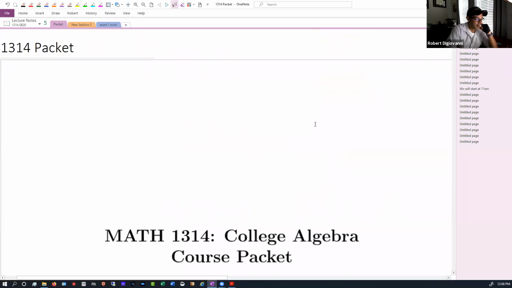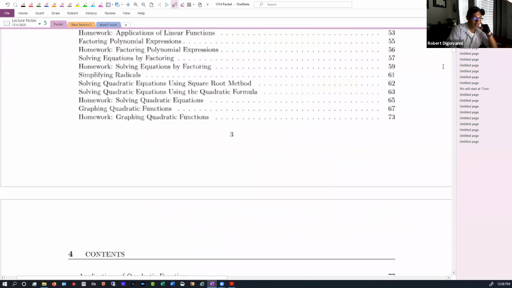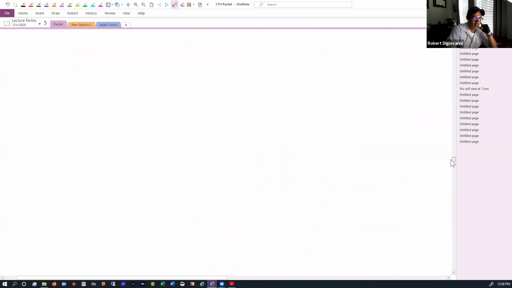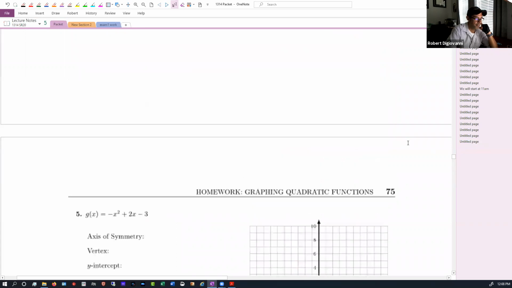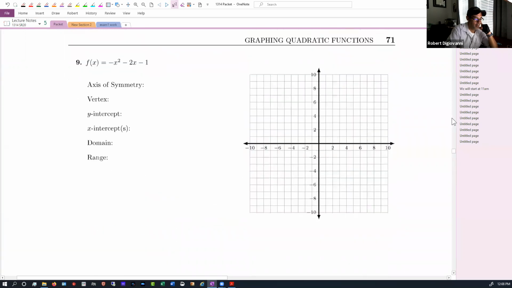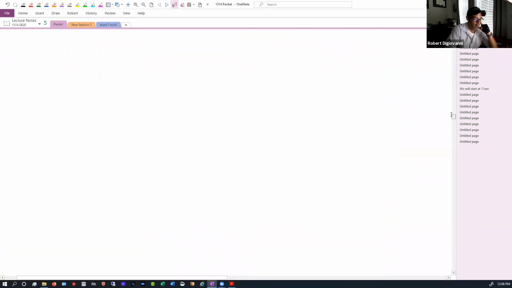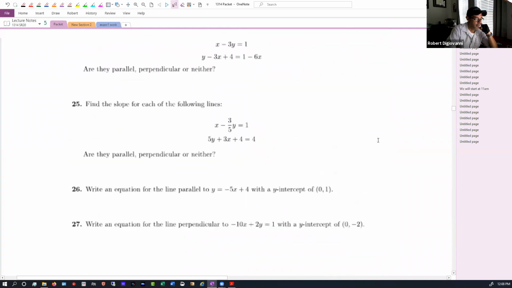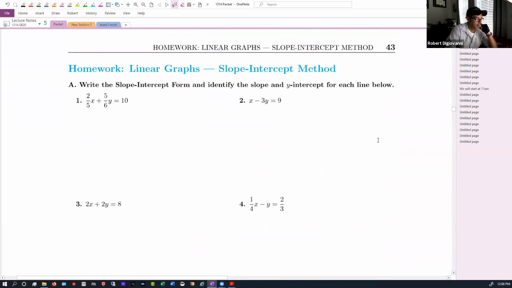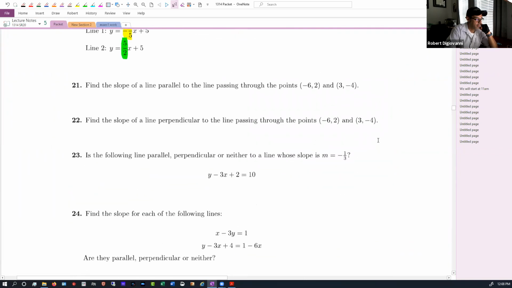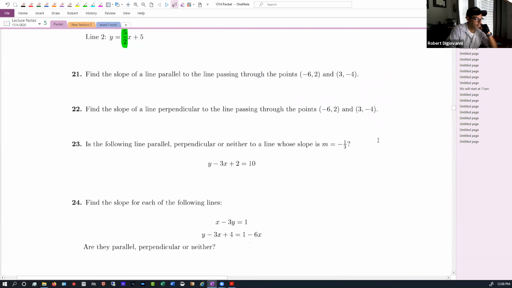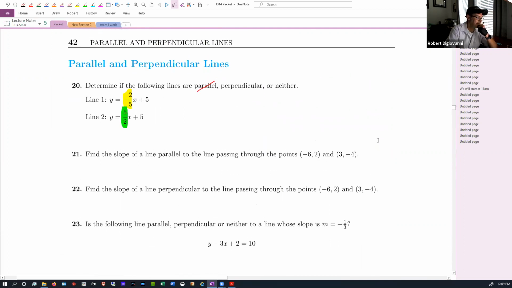So let's go back to this. Uh-oh. Wow, I way lost my spot here. Here we go. Okay, so back to this one. We already said in number 20 that these were not parallel because those slopes were not the same. Are they perpendicular?